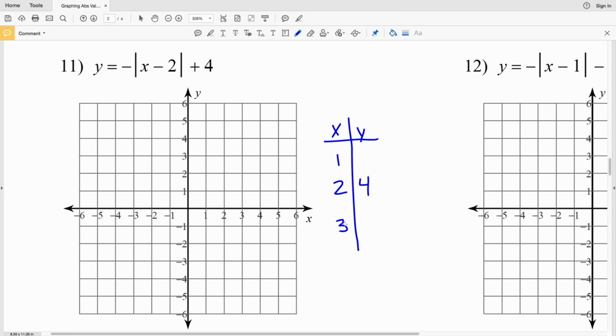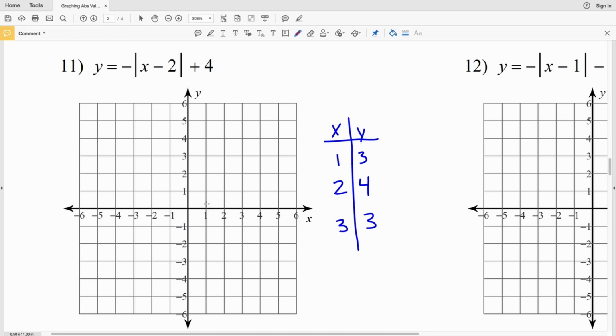So when x is 1 and when x is 3, the y values are going to be the same. Let's go ahead and plug in 3. We have y equals the opposite of the absolute value of 3 minus 2, and that quantity gets added with 4. So we have y equals the opposite of the absolute value of a positive 1, plus 4. The absolute value of 1 is 1, so we have negative 1 since it's the opposite. So negative 1 plus 4, so that y is going to be equal to 3. So when x is 1, y is 3, and when x is 3, y is also 3.